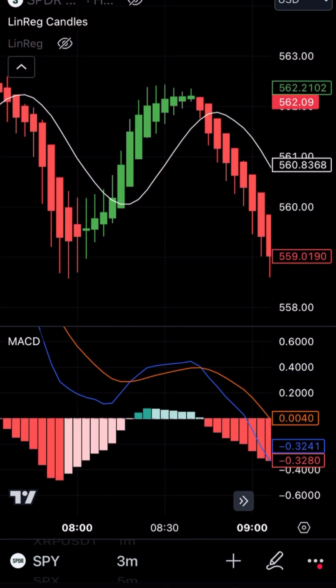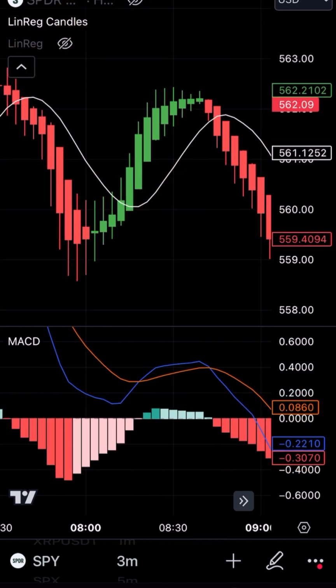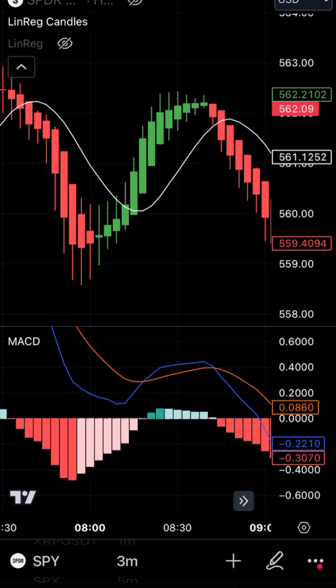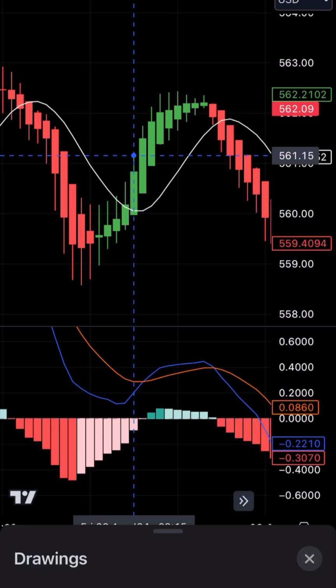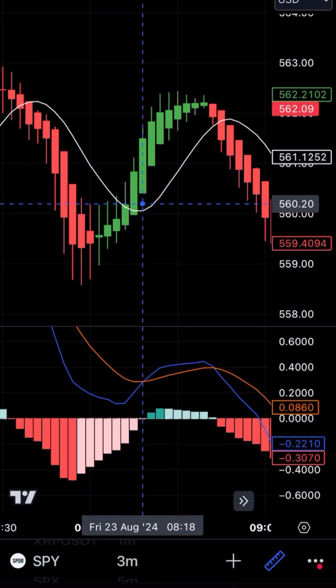So you want to identify the trend. You want to identify the direction, the overall direction. So I don't know what the overall direction is in these moments, but you basically need to know what the overall direction is when you're doing this, because that's what you need to focus on. So we'll look at a couple more moments.